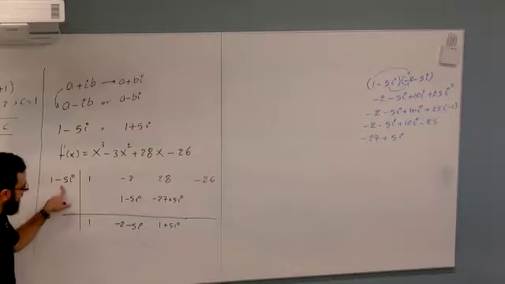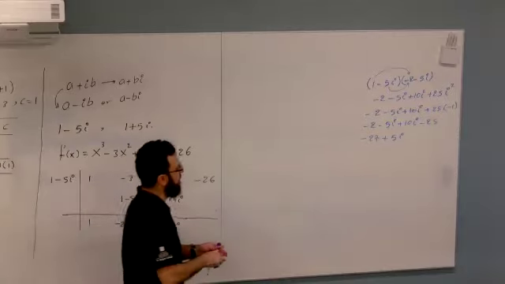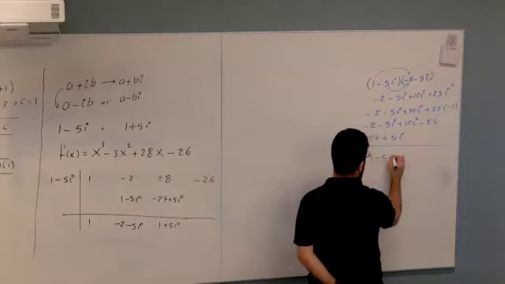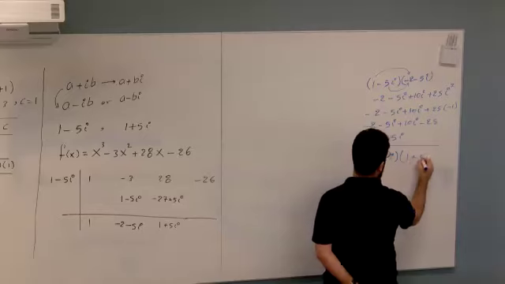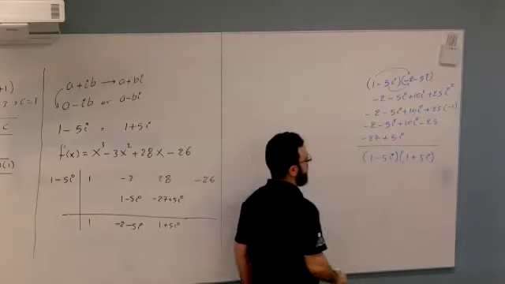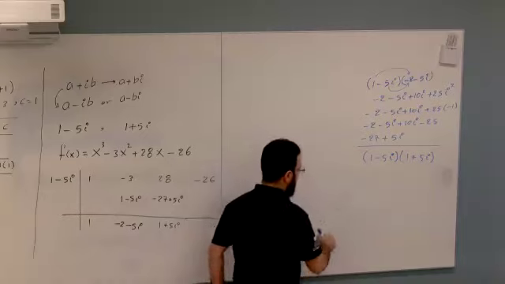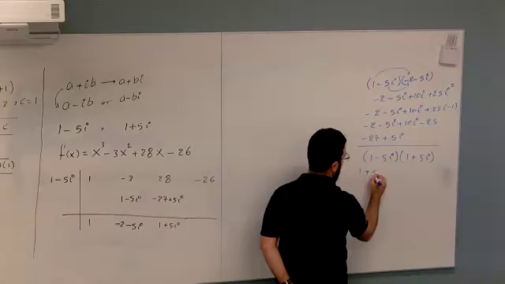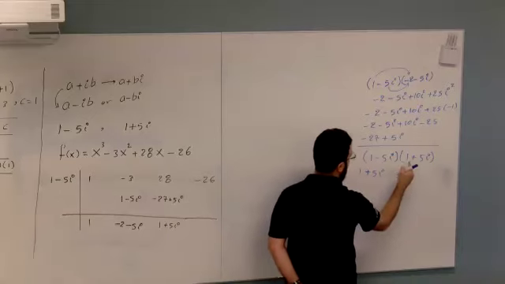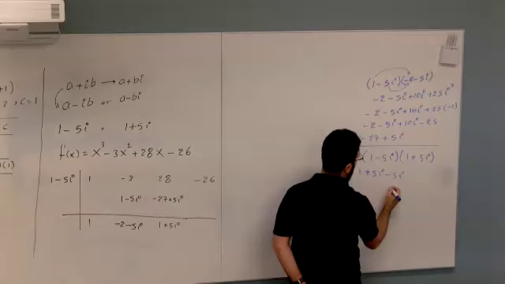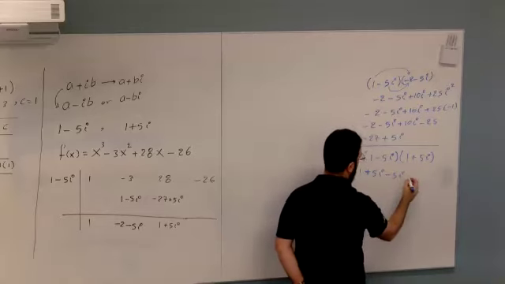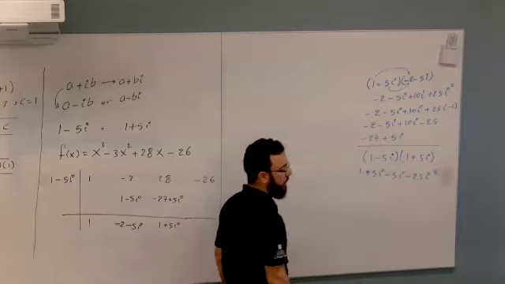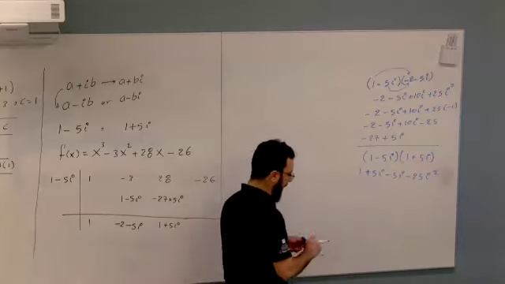Now 1 minus 5i times 1 minus 5i times what? Plus 5i. 1 times 1, 1. 1 times 5i, and negative 5i times 1, negative 5i. Negative 5i times 5i, negative 25i squared. Okay? Now what do we have?